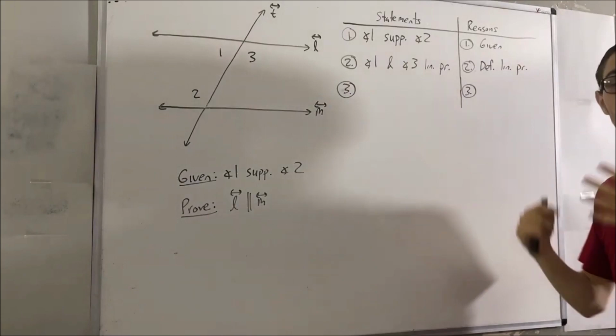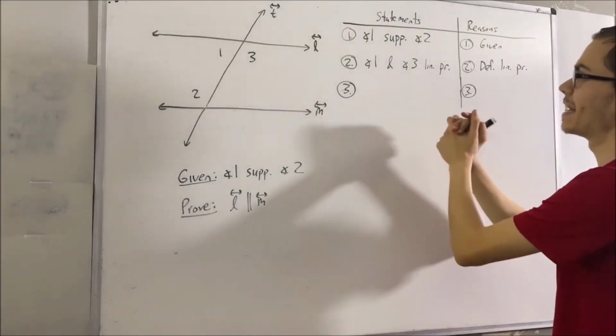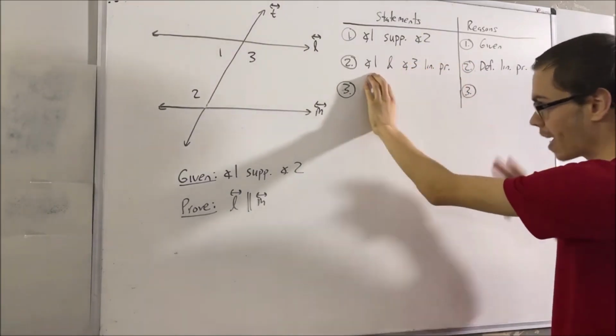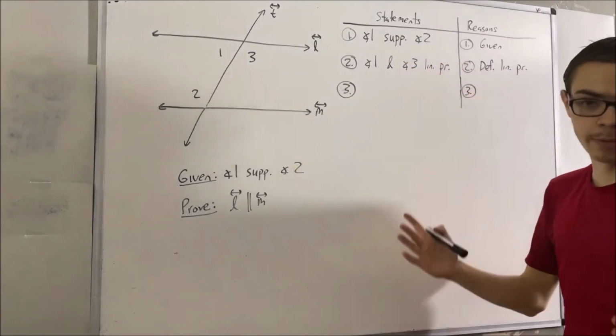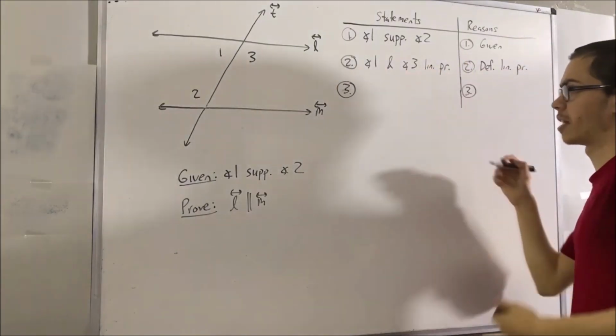For step 3, we can apply the linear pair theorem, right? What that says is that if two angles form a linear pair, then they must be supplementary. So we know for a fact that angle 1 and angle 3 are supplementary.